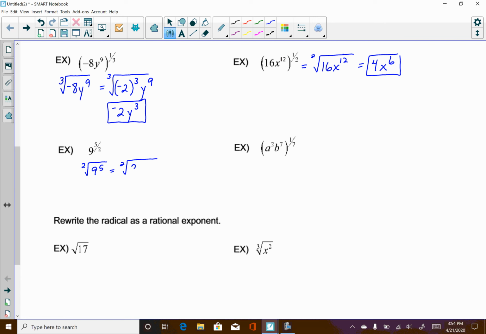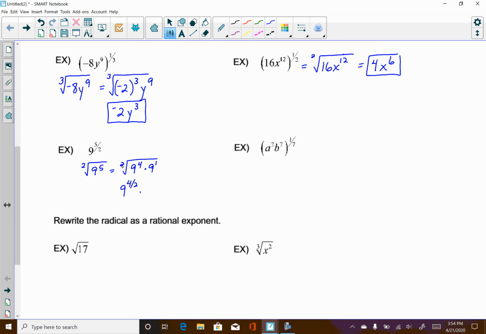9 to the 5th is the same as 9 to the 4th times 9, right? Because when you multiply, you add your exponents, so that would be 9 to the 5th still. All right, so now if I take the square root of 9 to the 4th, that would be the same as 9 to the 4 divided by 2.